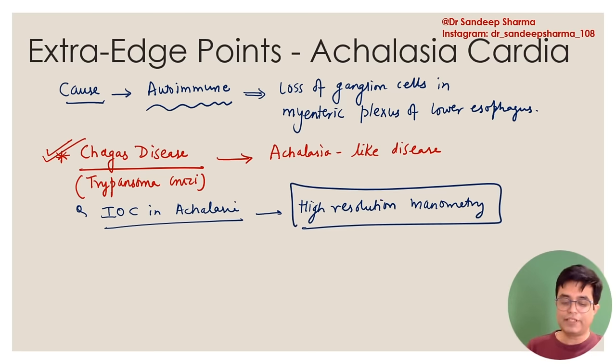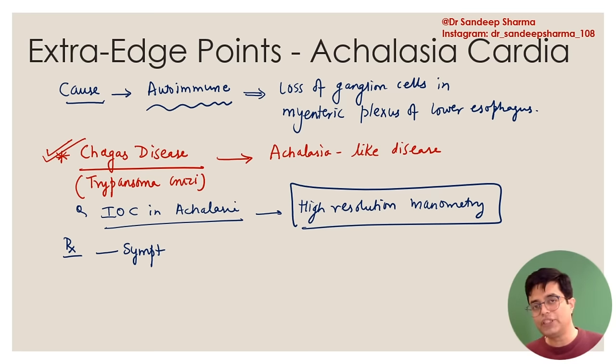So the investigation of choice is high resolution manometry, and treatment in these patients is symptomatic therapy. No specific therapy is actually available, and in severe and problematic achalasia, we need to go for surgeries like Heller's myotomy.